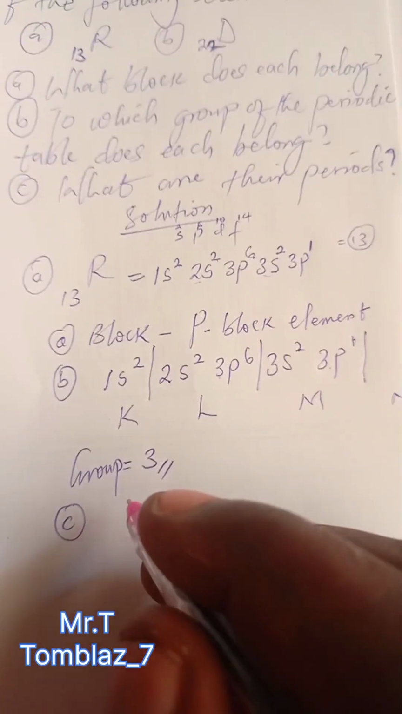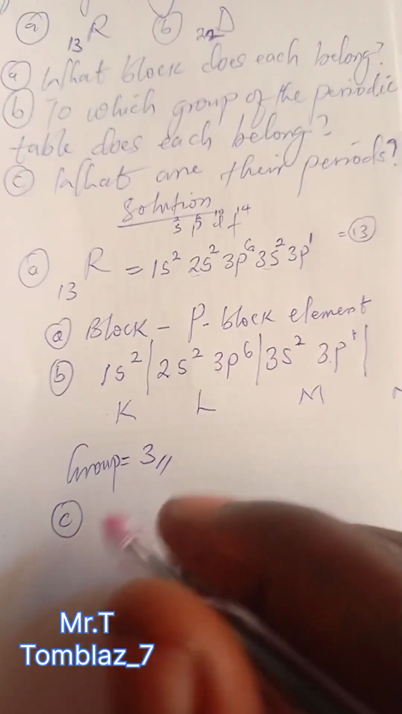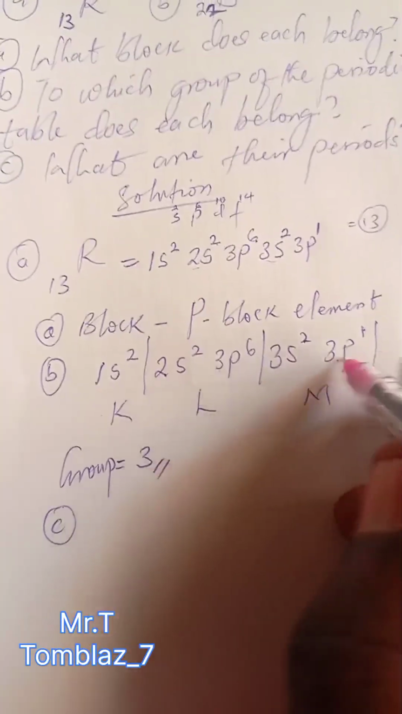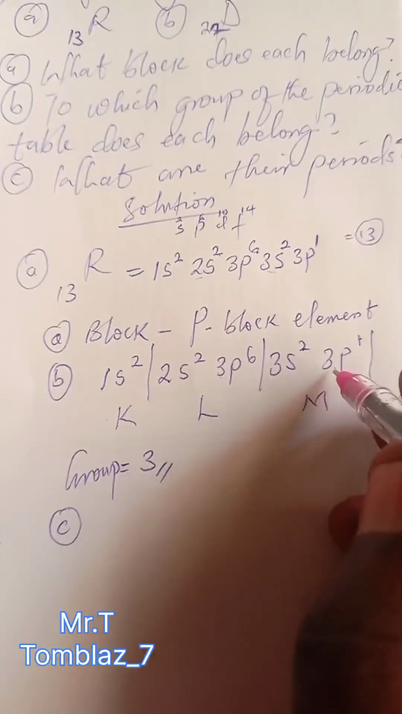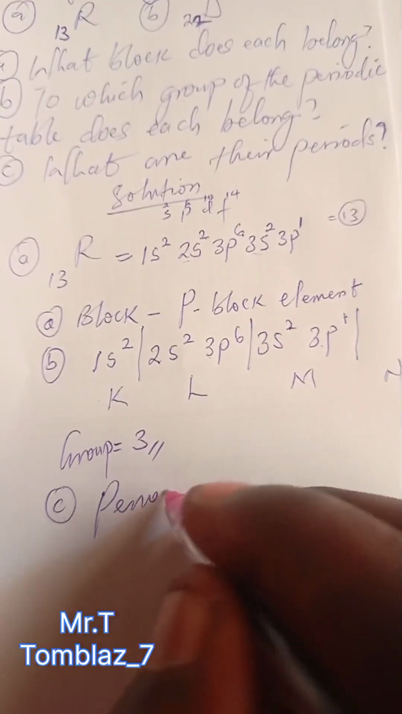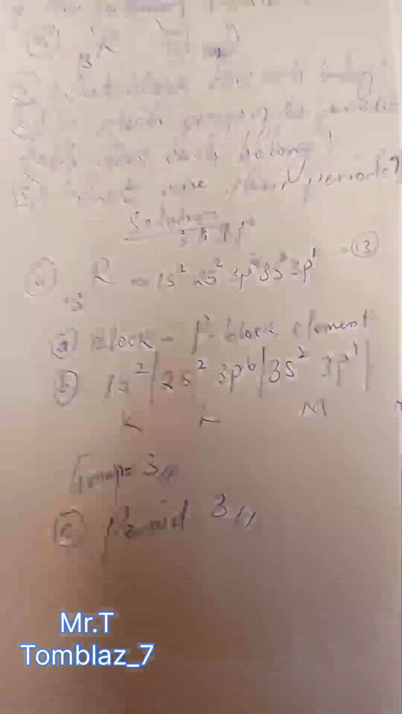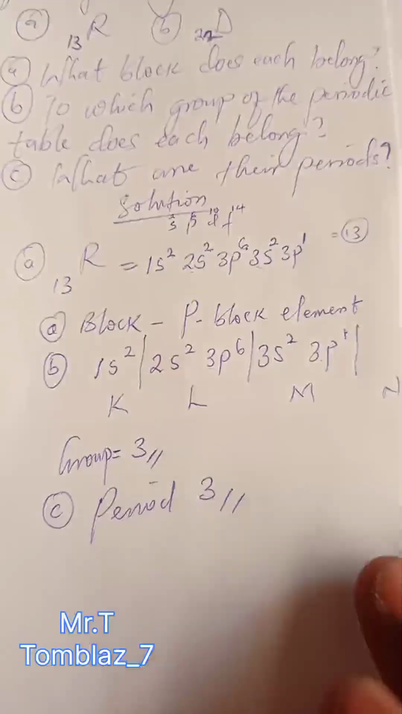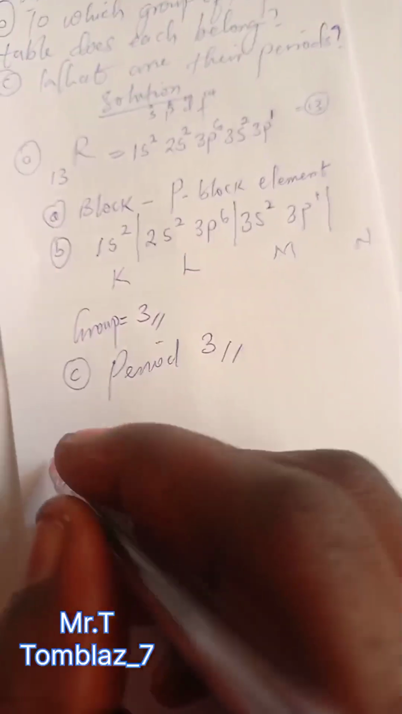So how do we get our period again? We pick the highest energy level. So the highest energy level here is what? 3. So this is period 3. So this element belongs to what? Period 3.